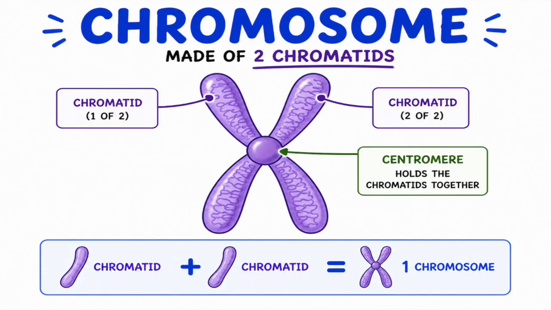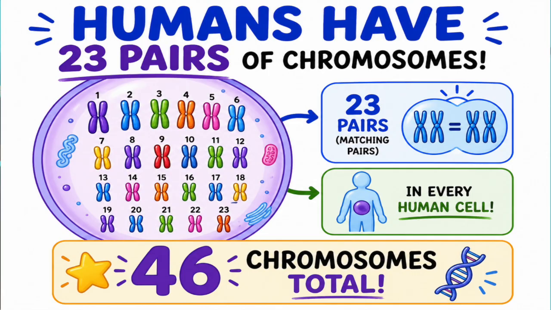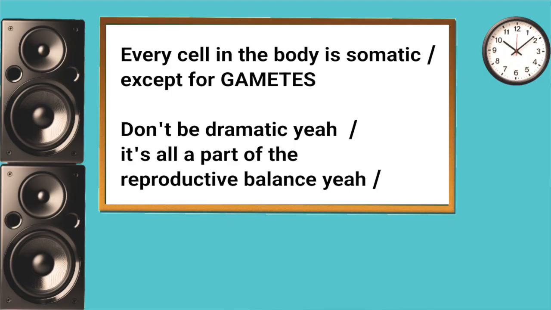A chromosome is made up of two chromatids connected together by a centromere. During mitosis, chromosomes line up in an organized formation inside the cell. 23 pairs, 46 chromosomes. Humans have 23 pairs of chromosomes, which equal 46 total chromosomes. Every cell in the body is somatic, except for gametes. We're so lonely. Don't be dramatic. It's all a part of the reproductive balance.